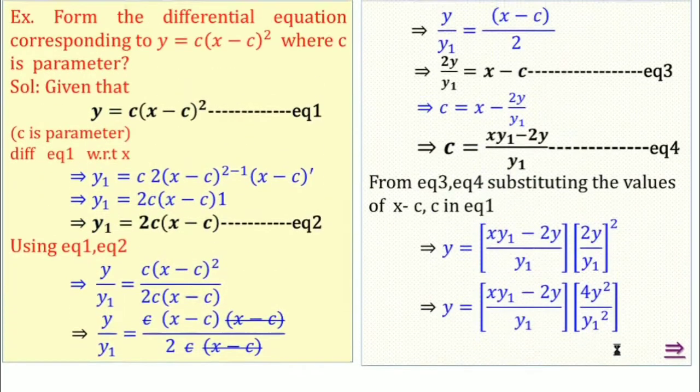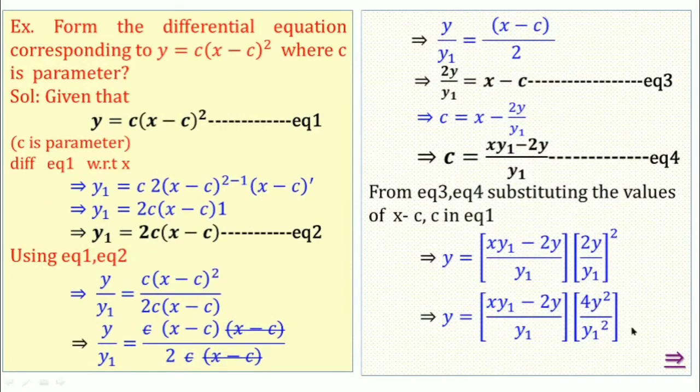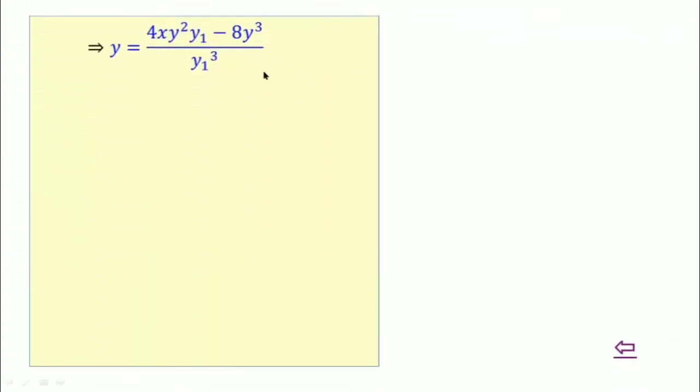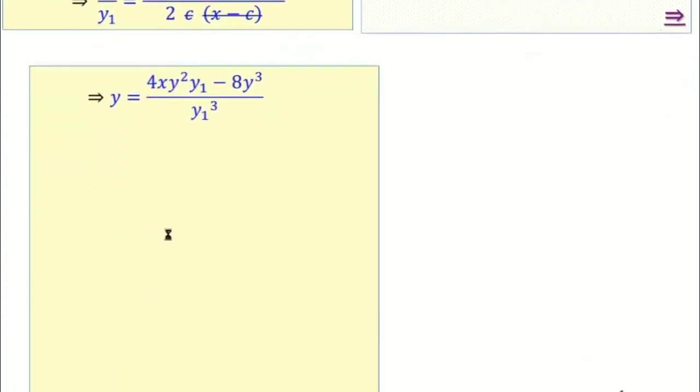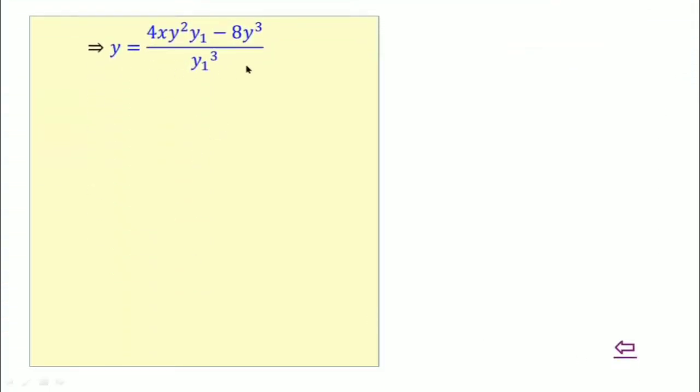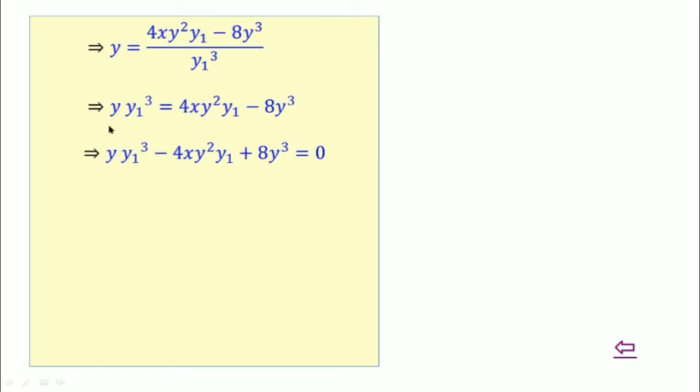And what is the next term? 2y into 4y square. 2y into 4y square means how much we get? Minus 8y cube. And in the denominator we have y1 here and y1 whole square here. Multiplying these two terms we get y1 whole cube. So this is the next step. Now we bring this term to this side. So y into y1 cube is equal to, we get this term as it is, 4xy square y1, minus 8y cube.